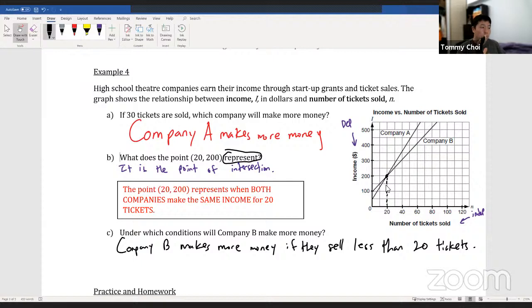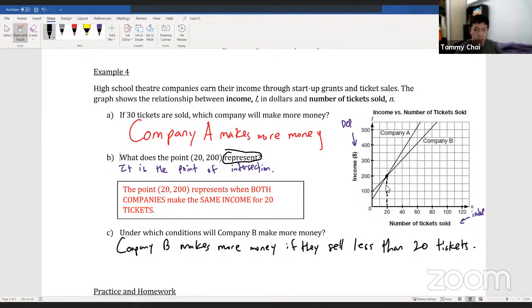Okay. So with that information, we can clearly tell. There are situations where I may even ask, when does company A make more money? When does company B make more money? Like, when do they make the same amount? You should be able to analyze the graph and identify where that point is.